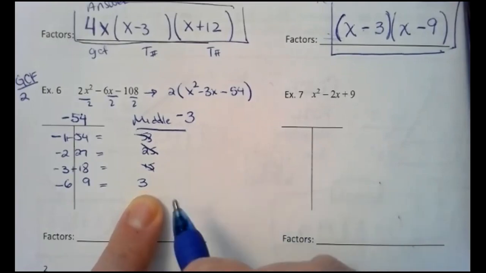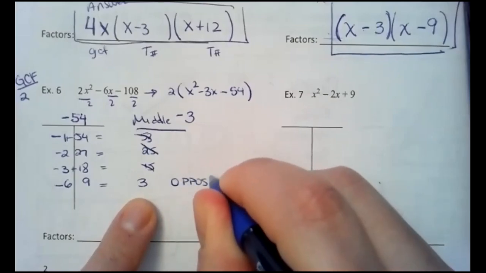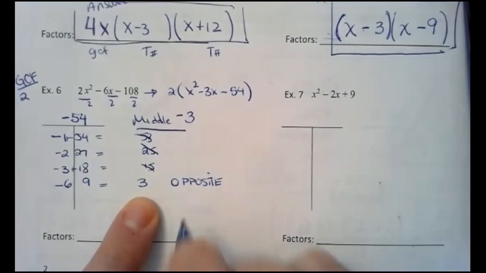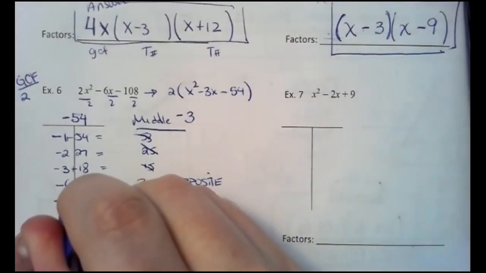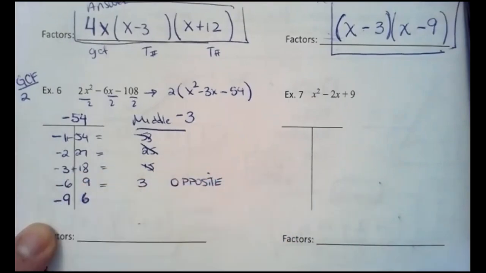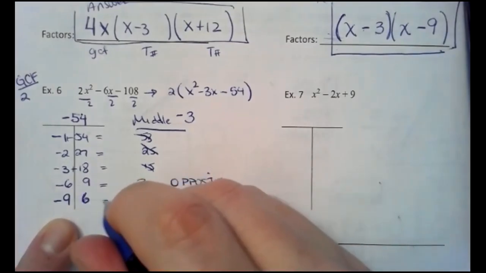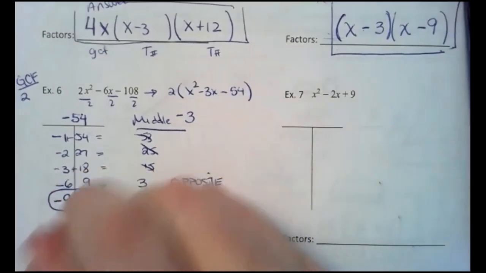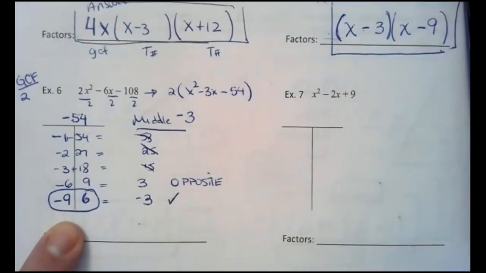We want the middle number to be negative 3, but we get positive 3. This is good. This is not great. It's good. If we get the opposite number, what you want to do is switch the signs of both numbers. When it crosses this line, it switches its sign. Positive turns negative and negative turns positive. That will give you the number you are looking for. If you get an opposite, that's good, because that means you're one guess away from the right answer.